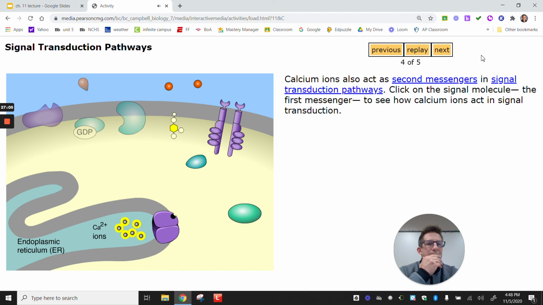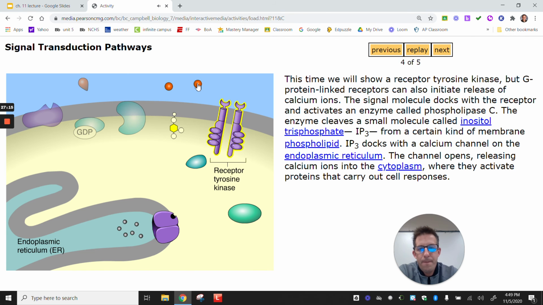Calcium ions also act as second messengers in signal transduction pathways. Click on the signal molecule, the first messenger, to see how calcium ions act. This time we will show a receptor tyrosine kinase, but G-protein-linked receptors can also initiate release of calcium ions.